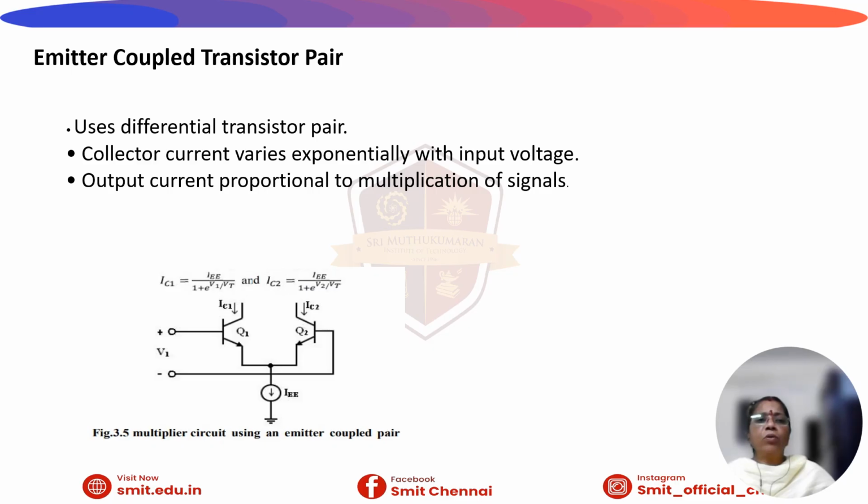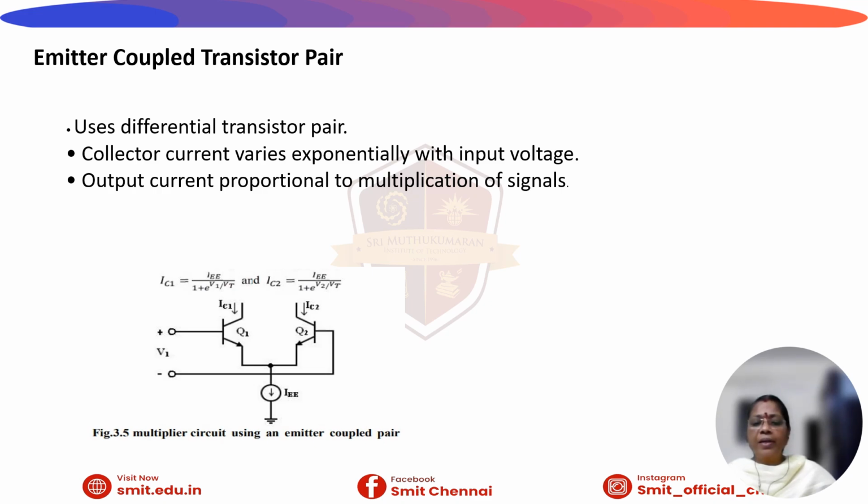The next technique to implement the analog multiplier is the emitter coupled transistor pair. The previous logarithmic summing technique is a single quadrant multiplier, and it has a limitation: due to temperature variation, the log amplifier characteristics will vary, which results in erratic error voltage. Hence, we go for the next type, emitter coupled transistor pair, which is a two-quadrant multiplier.